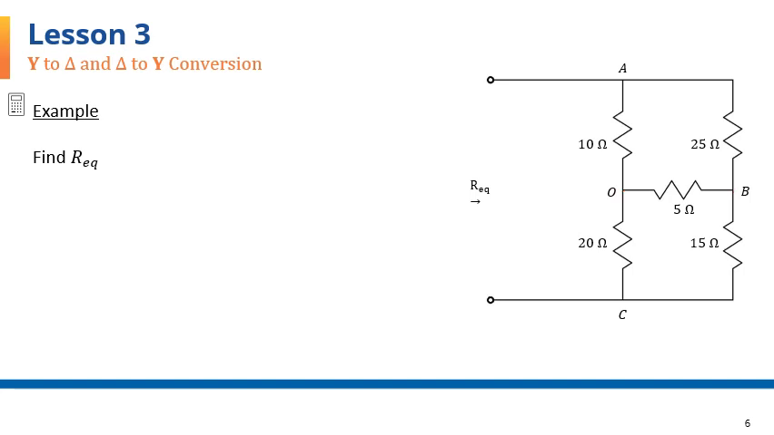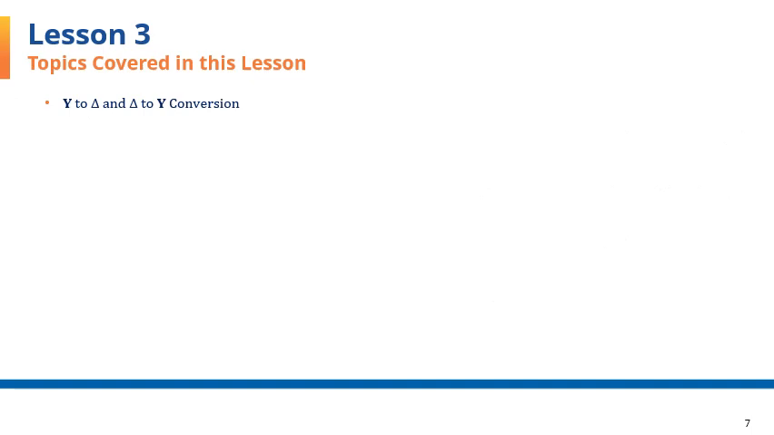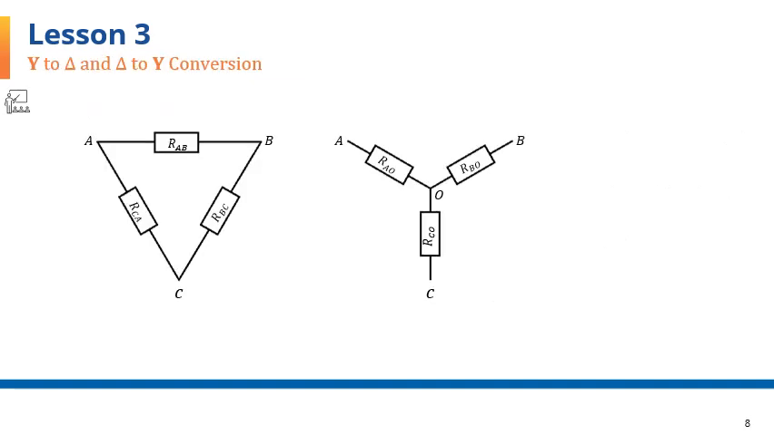Once I have covered the conversion between Y and delta and delta and Y, I'll come back to this example and find the REQ, or equivalent resistance. Let's take a look at the conversion of Y to delta first.